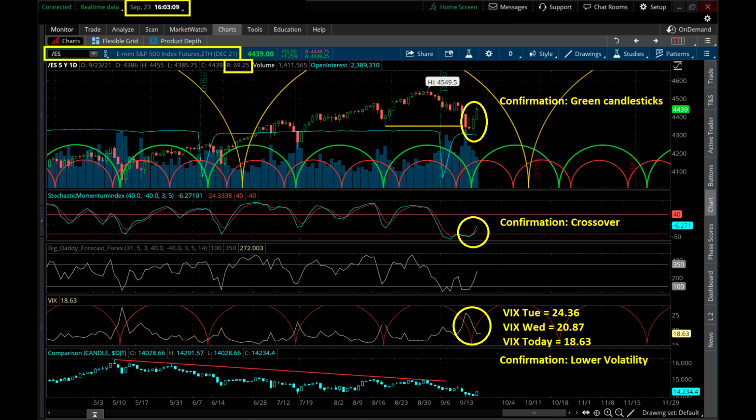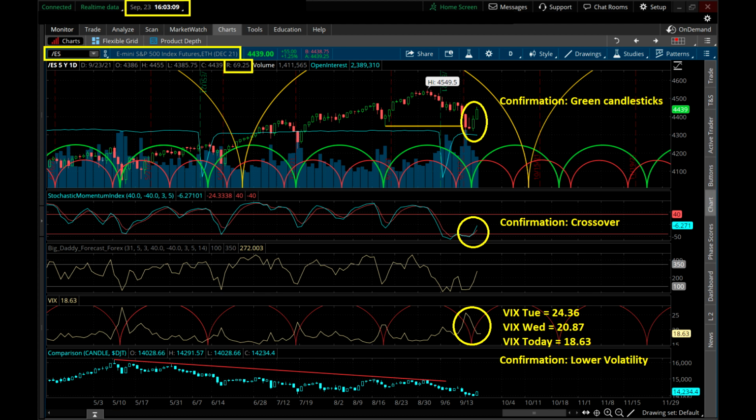Let's start with the basics, upper right-hand corner. How do we have confirmation? Well, we got green candlesticks. They're green. If I were to predict or forecast, which I did do the last couple days, that we were going to have green candlesticks, well, I want to wait to actually see if I get green candlesticks, right? Well, there they are. That's confirmation. It sounds basic, but you'd be amazed how many people don't do the basics.